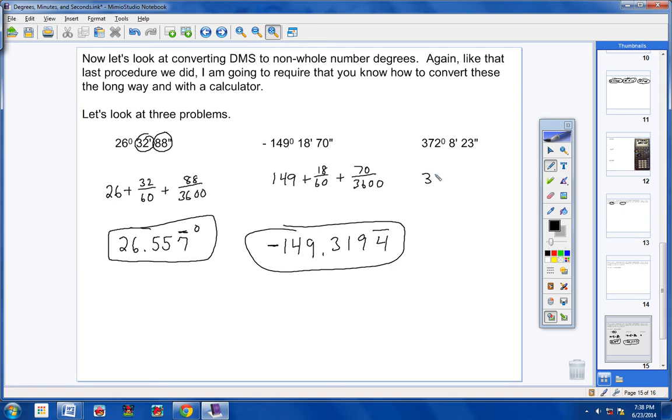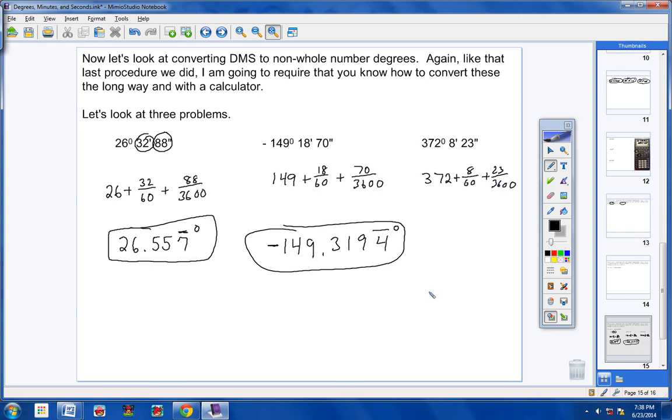So I'm going to write 372 degrees, I forgot my degree symbol down here, there we go, plus 8 over 60 plus 23 over 3,600. This is really easy and fast. So 372 plus 8 divided by 60 plus 23 divided by 3,600.